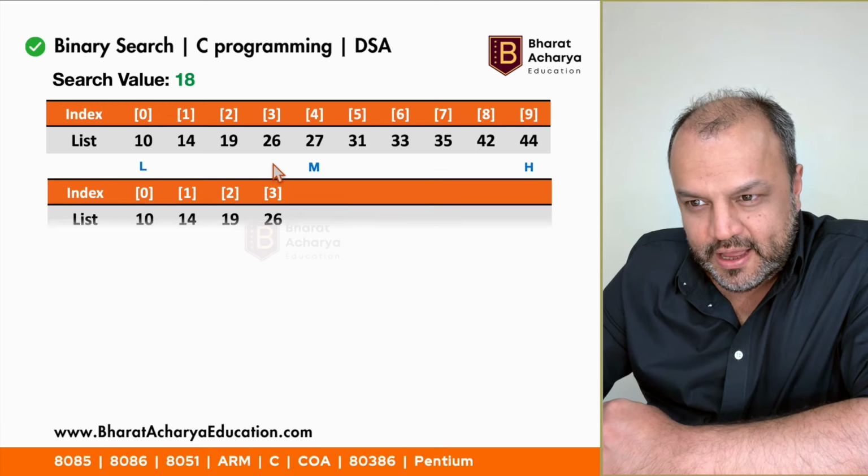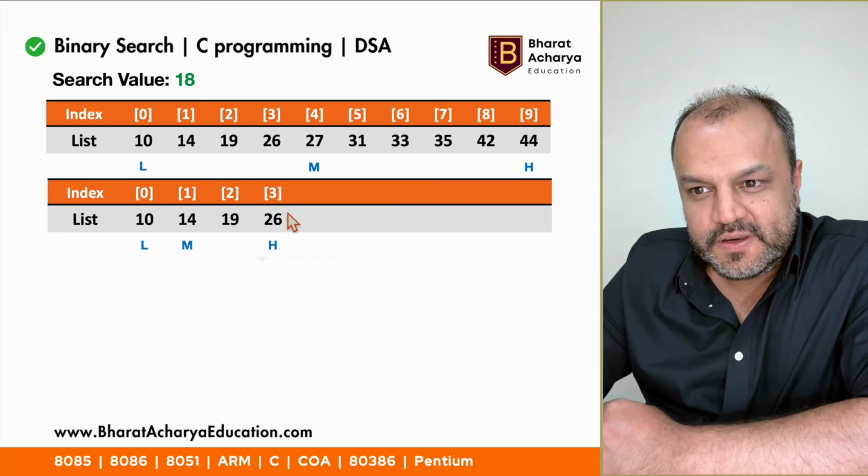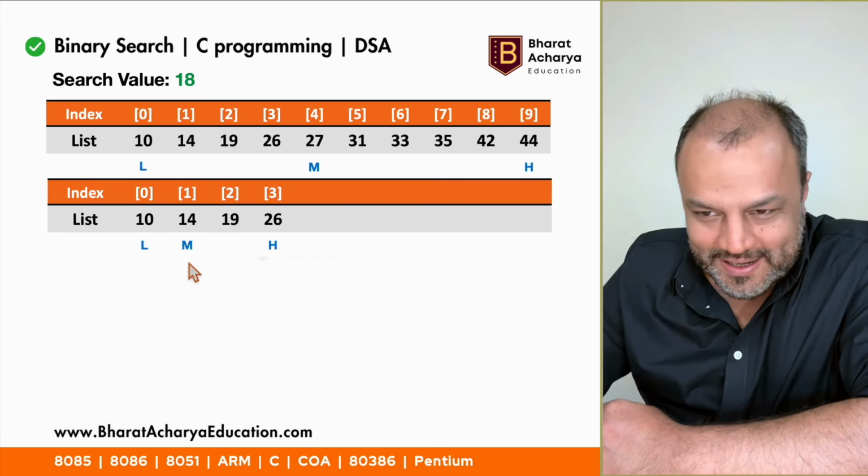Look at low and high. This will be high. This is high. This is low. 0 plus 3 is 1.5. M is 1. Are you clear?